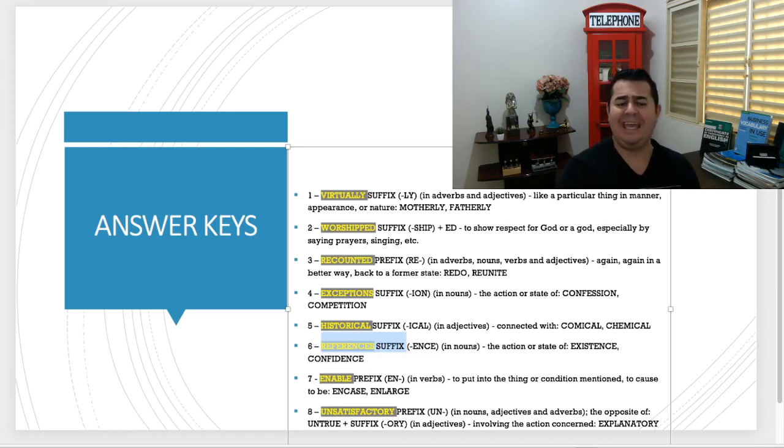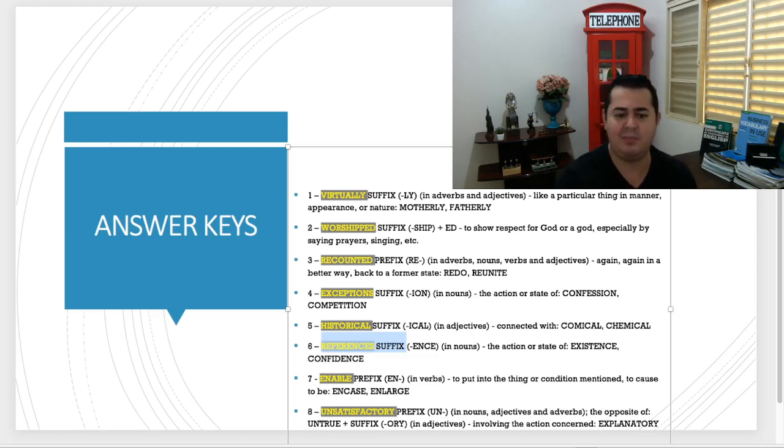Able has become enable. In this case, I use the prefix en. We use that in verbs. That means to put into the thing or condition mentioned, to cause to be, like encase, enlarge, etc. Okay. And the last one, satisfact became unsatisfactory.